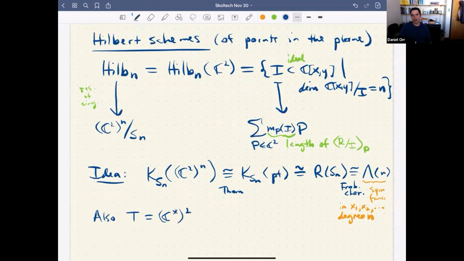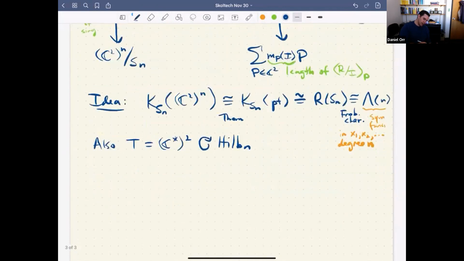This group, the two-dimensional torus T, acts on the plane C^2, and will act on everything here in a natural way. So this will act on Hilb^N. This is additional equivariance that will be important.